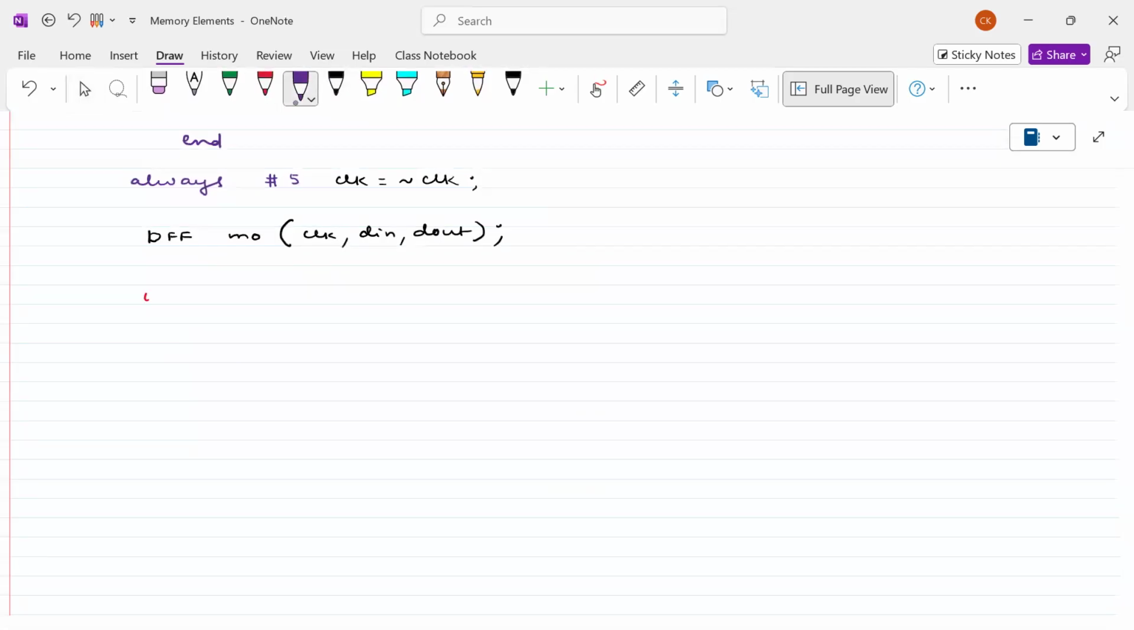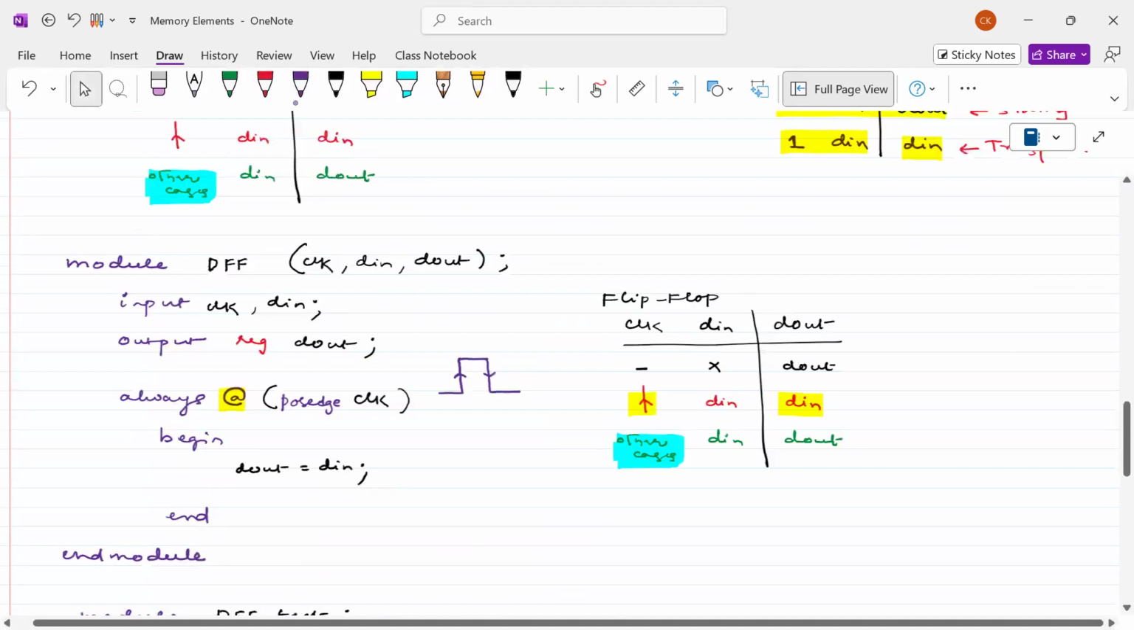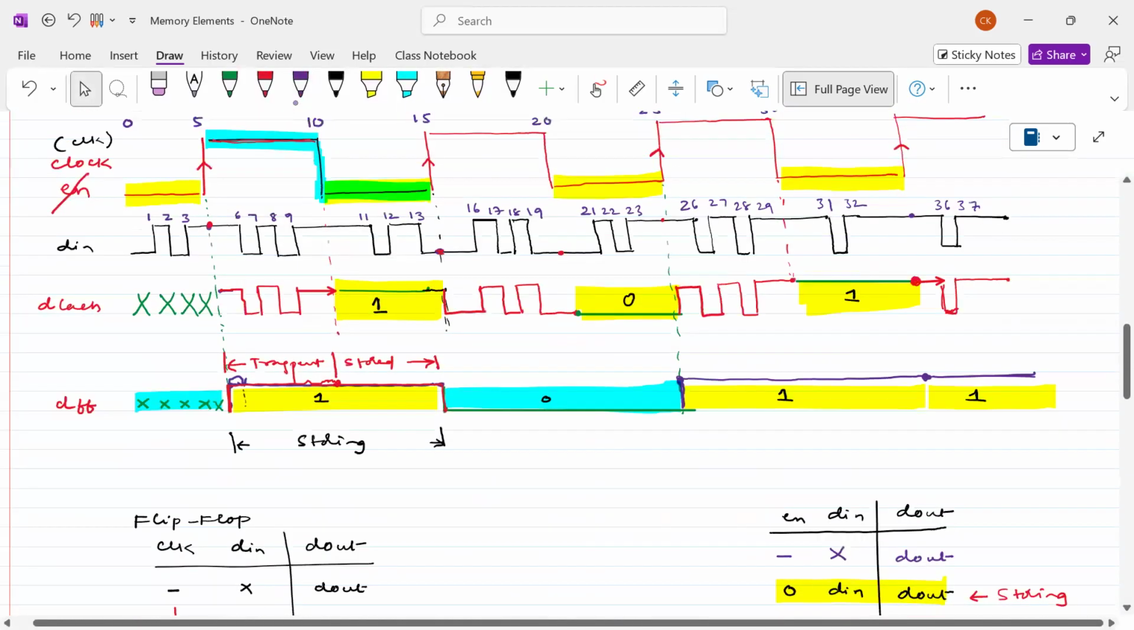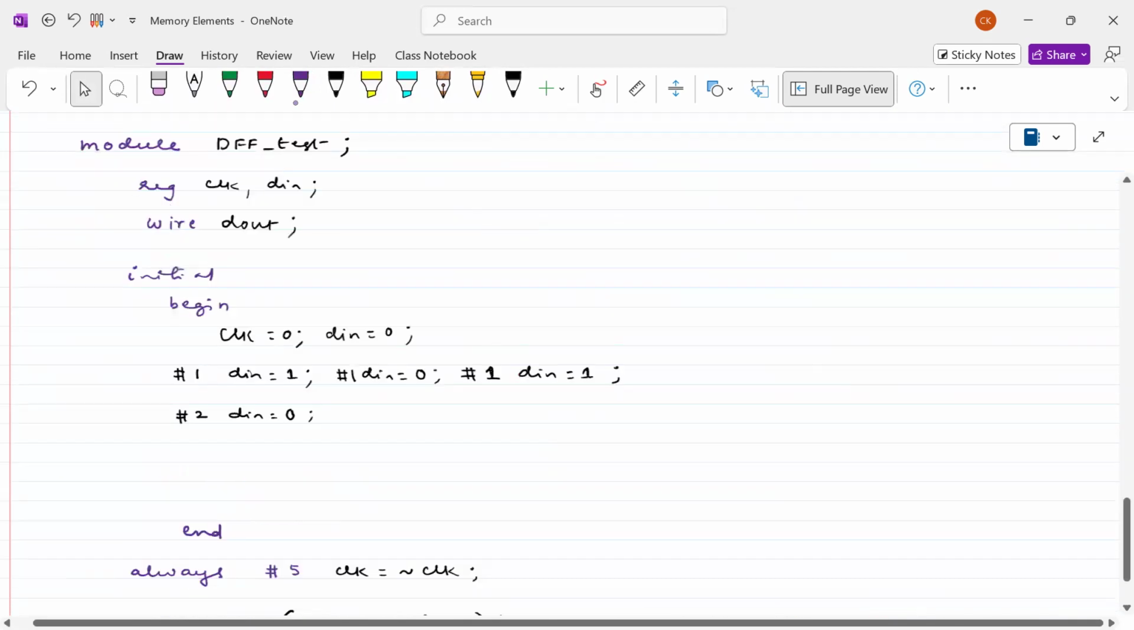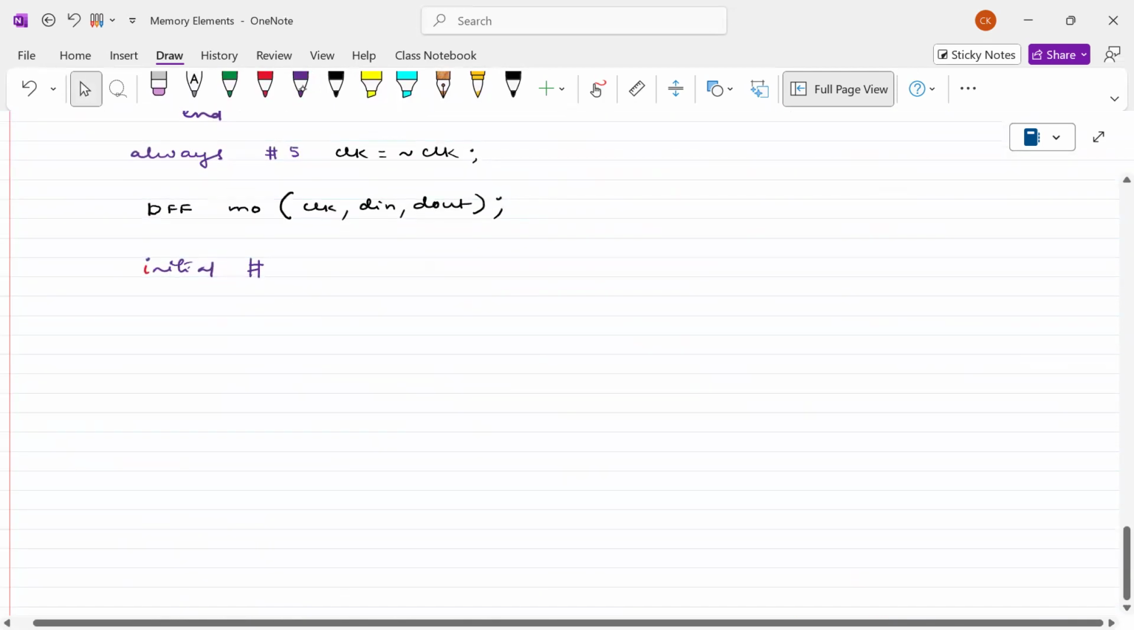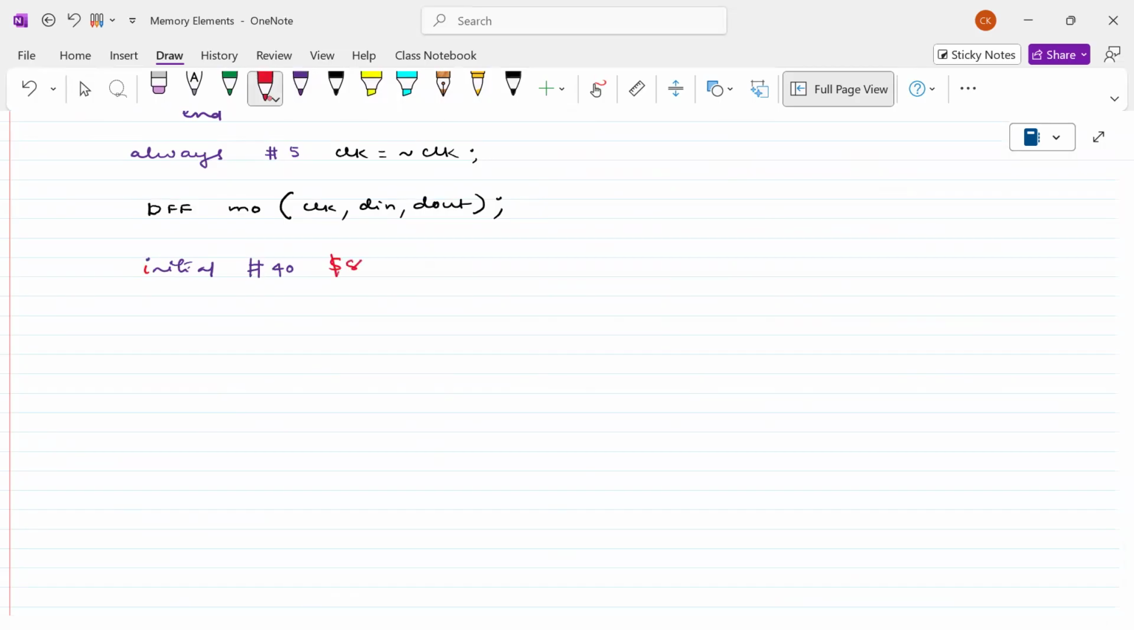I want to stop the simulation, so I'm going to use an initial block again. Initial, hash. At what time can we stop the simulation? For example, at 40 nanoseconds. I can directly write 40 here, and it should be $stop. It is a system task, it will stop the simulation. Finally, end the module.